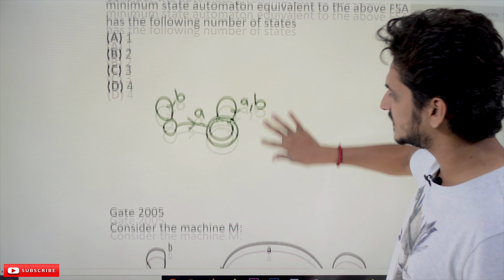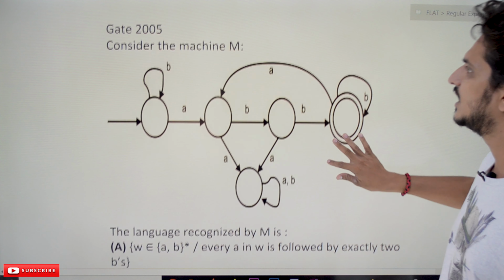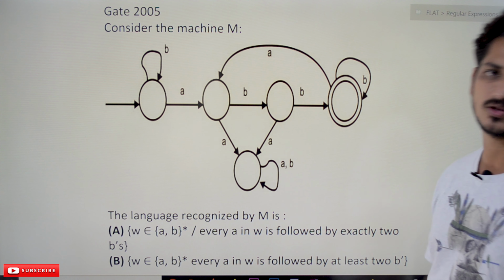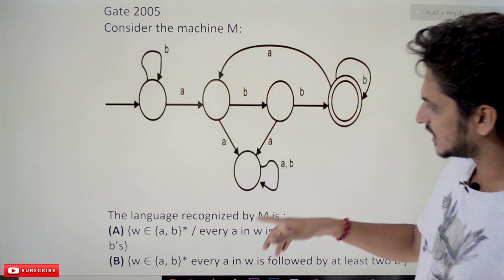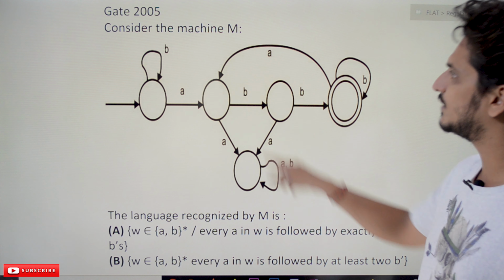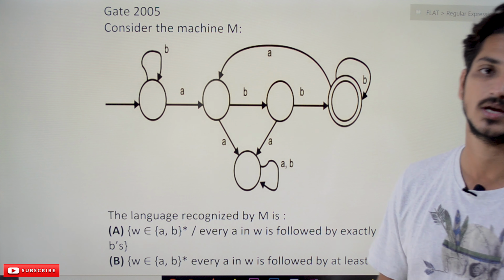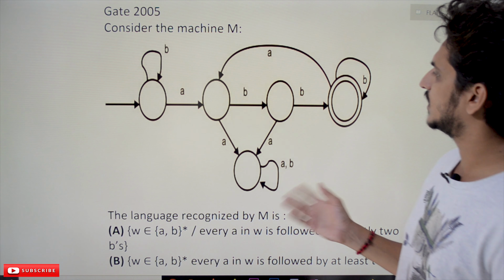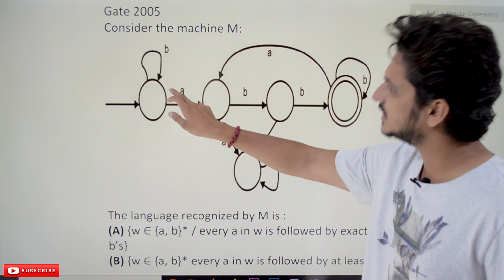Okay, coming to the next example, this is given in GATE 2005. Consider the machine M. This is the machine which we are going to consider. M is given as this, and they are asking for the language recognized by M. What's the language this finite automata is going to recognize? Let's try to understand this. If you see b, stay here. If you see b, stay here.